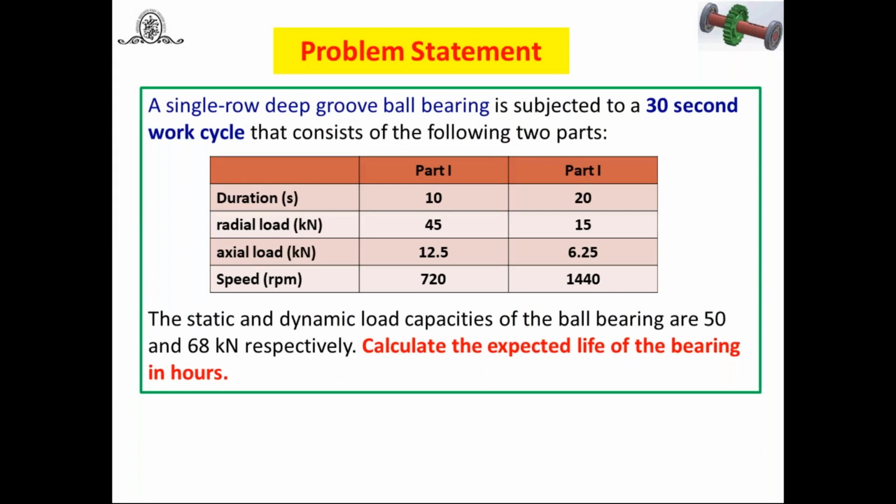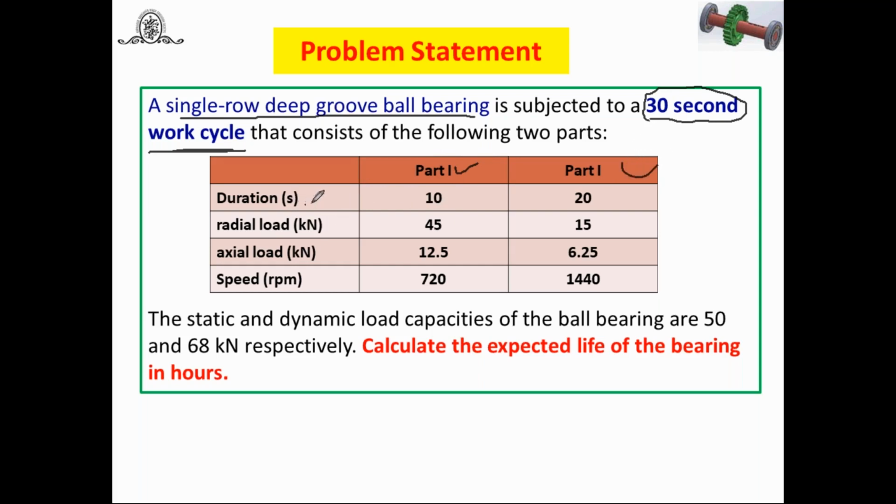Now we will see one simple problem to have some more feel. Look at this here. I have taken this problem from Bhandari's book. I am going to read this problem. A single-row deep groove ball bearing is subjected to a 30-second work cycle. You should always read the problem statement carefully. It is a 30-second work cycle, not a 1 minute or 60 seconds cycle, very well. 30 seconds, that consists of the following two parts. That means this work cycle is divided into two parts.